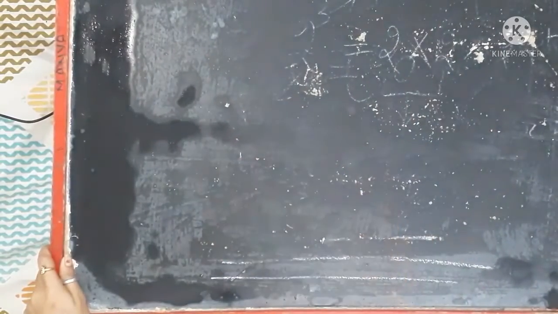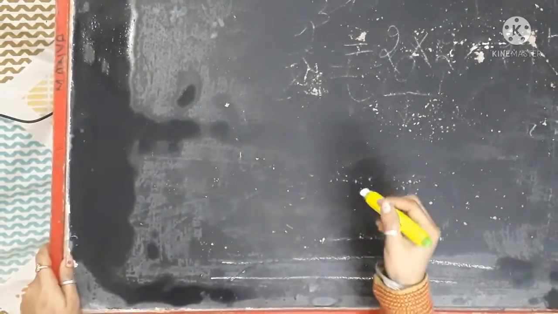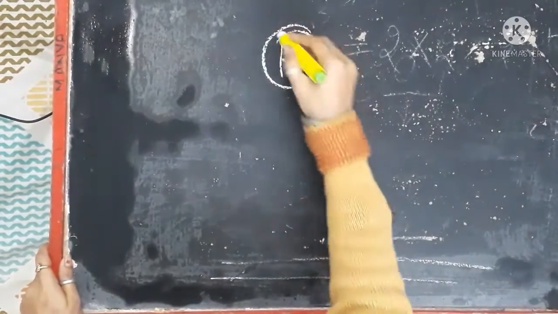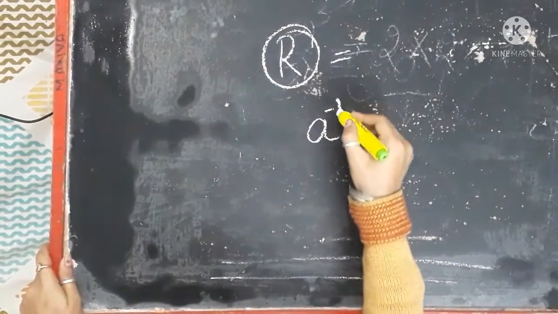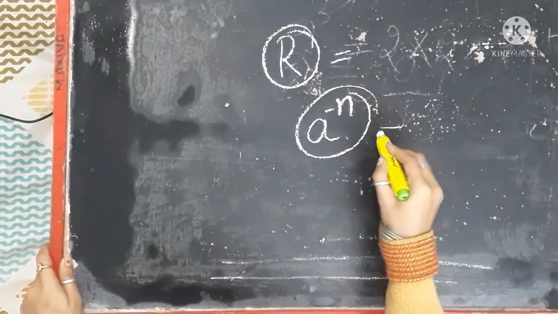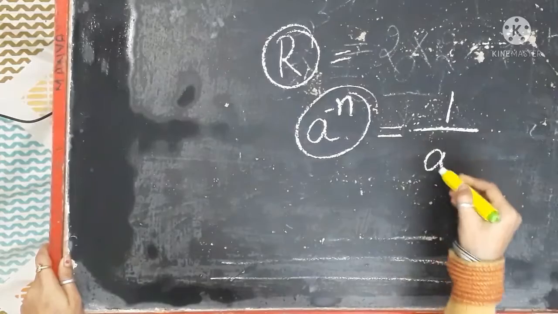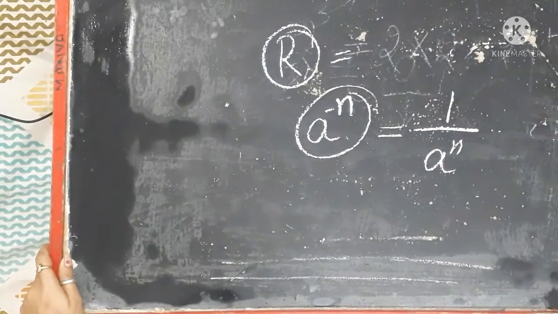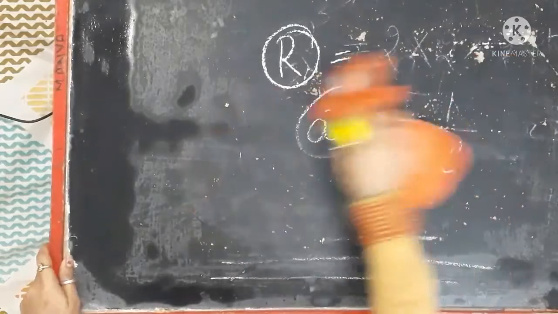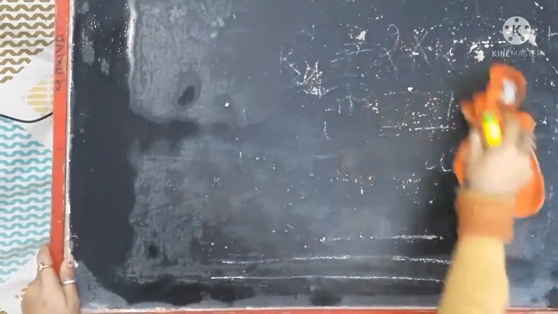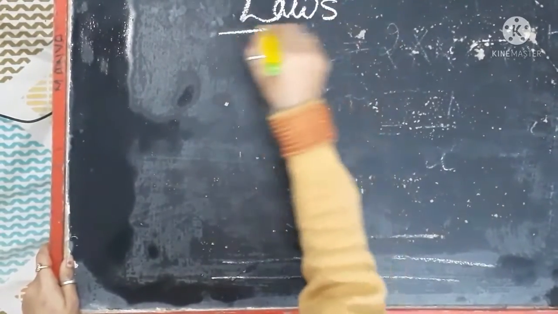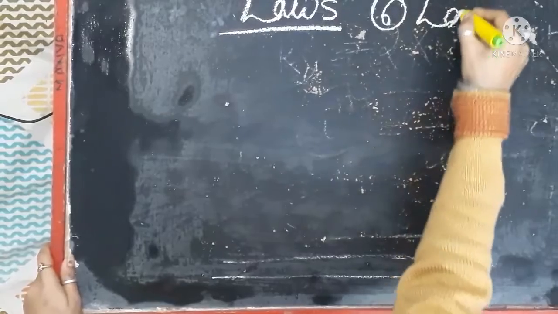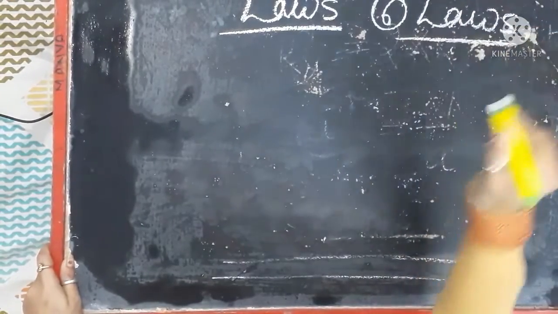Now, what exactly is the reciprocal? Reciprocal is basically the opposite. If I say a raised to the power minus n, the reciprocal of this is 1 upon a raised to the power n. Okay. So we'll start with the laws of the exponents. There are basically 6 laws which we have to know.